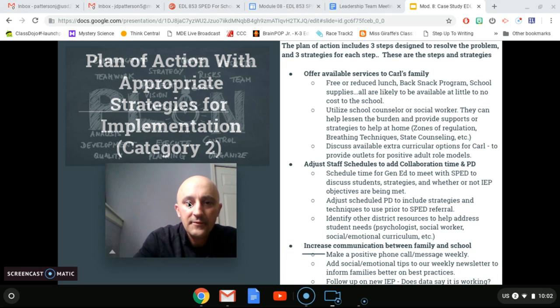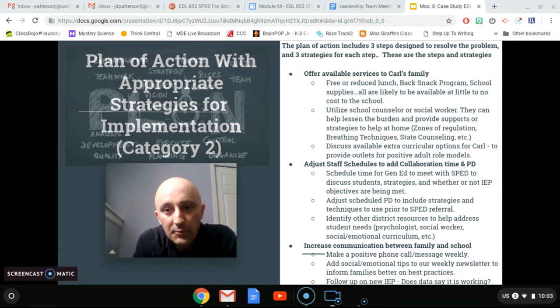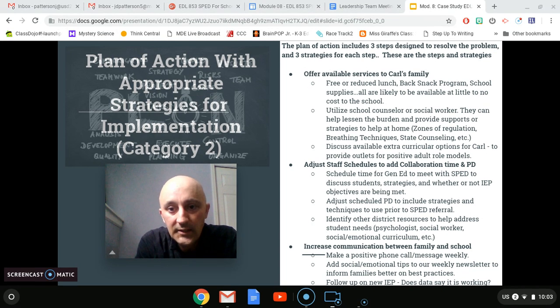Category 2, what's the plan of action? Appropriate strategies for implementation. So I've broken this into 3 parts. Services need to be provided to Carl and his family. Staff schedules are going to need to be adjusted to allow for collaboration time and PD. And then we need to increase the communication with family and school. So we need to provide for Carl's family access to free or reduced lunch, snacks, school supplies, clothing if needed. We need to utilize our counselor and social worker to lessen the burden at home and help this family out. They are sinking and they need our help.